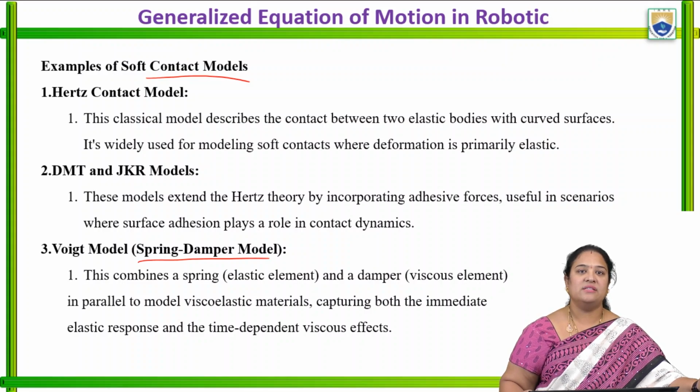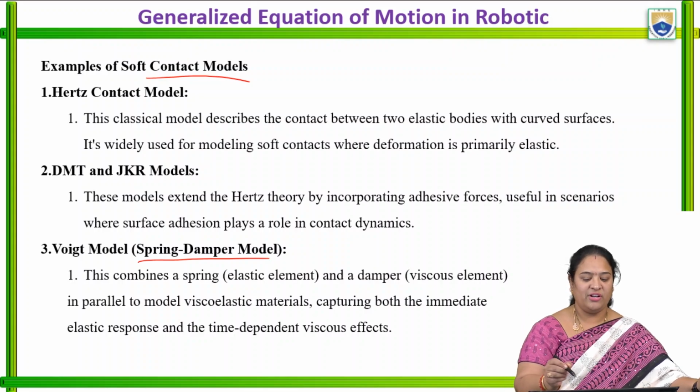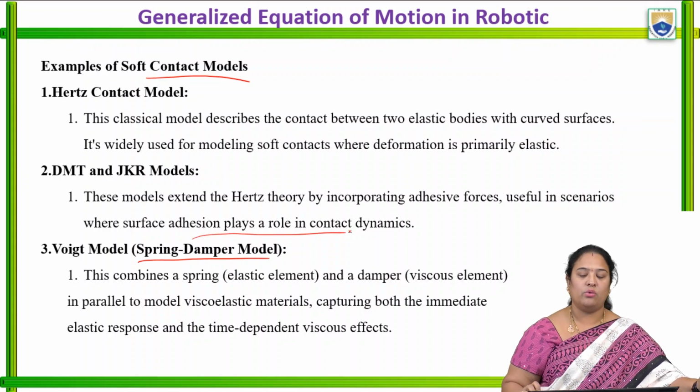This is the Hertz contact model. What is happening here? We need to describe the contact between two elastic bodies with curved surfaces. That is known as the Hertz contact model. When we come across DMT and JKR models, here we incorporate the adhesive forces, since adhesion plays a role in contact dynamics. That is known as the DMT and JKR model.